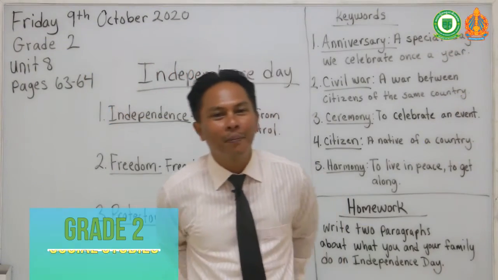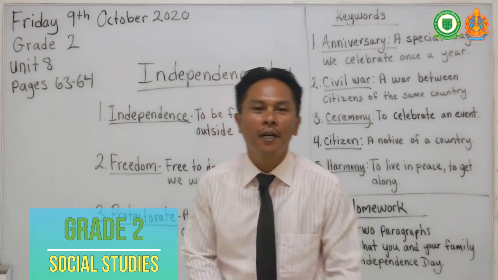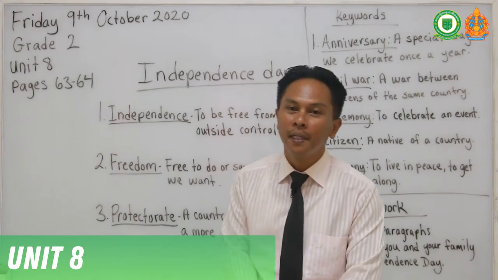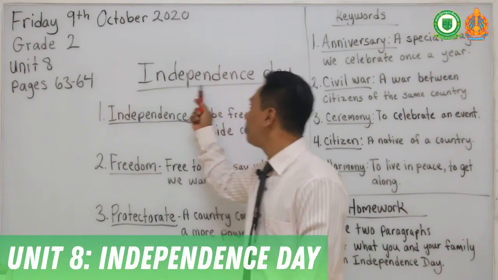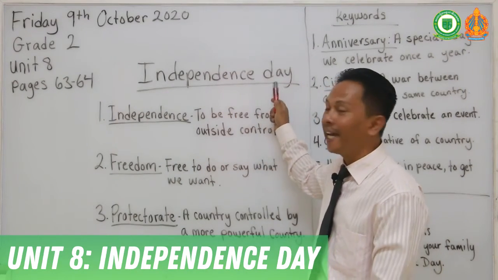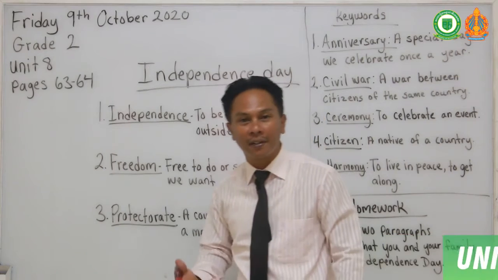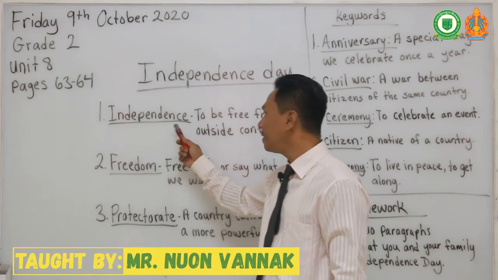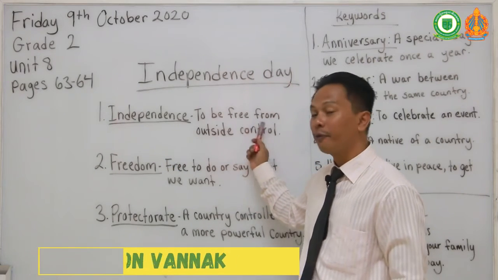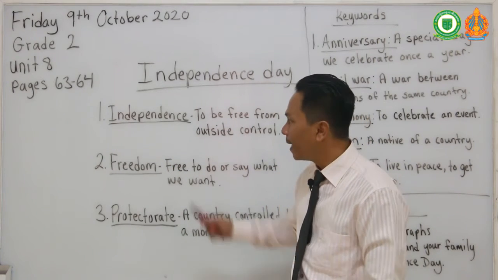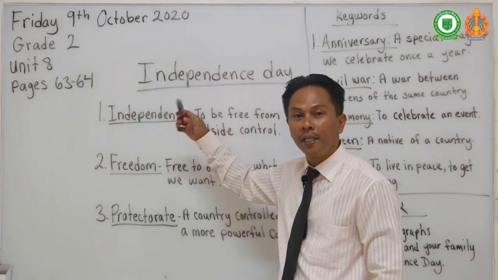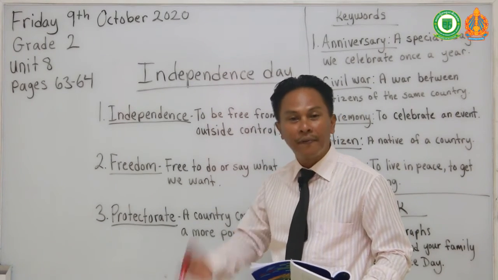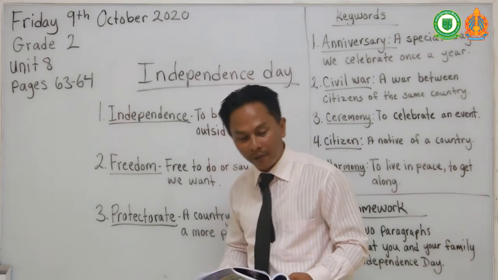Hello class, and welcome back to Social Studies. So for our last clip, we're just going to review what we've learned today, okay? So we know Independence Day is a day. It's Cambodians' birthday, okay? So that's what Independence Day is. And independence means to be free from outside control. And Cambodia, we gained our independence in 1953 on November 9th, right?